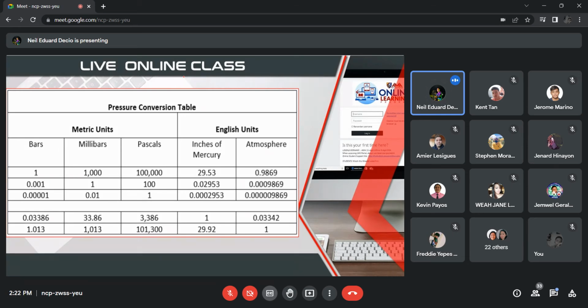Okay, so what if we're given, let's try to convert, you work on this: 3.86 bars to atmosphere. Go ahead, you work on this.